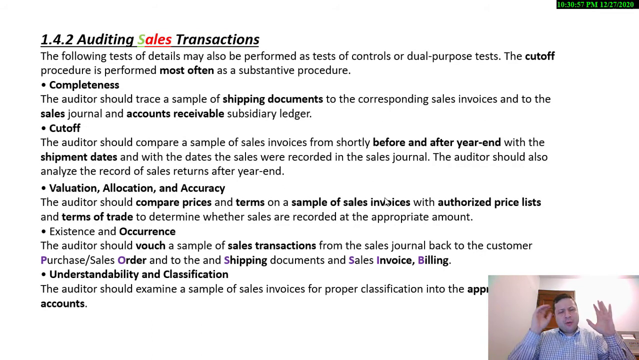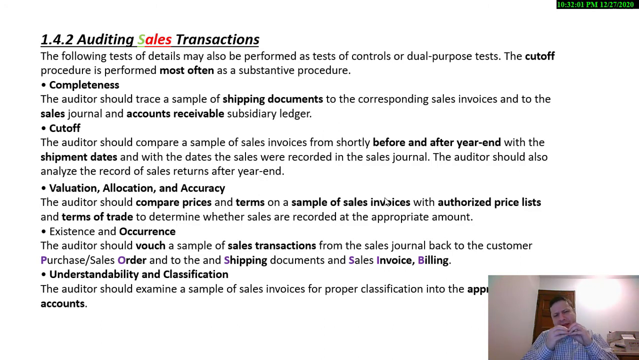So we're talking revenue. We've got to look at accounts receivable, and we've got to look at sales. We've got to look at cash received, accounts receivable, and sales. Okay, you've got to look at completeness. Take a sample of shipping docs and see if they made their way into the sales journal. And when it comes to sales, you've got to look at cutoff. You should compare a sample of sales invoices before the end of the year and after the end of the year with shipment dates. So the sales invoices should match the shipping dates.